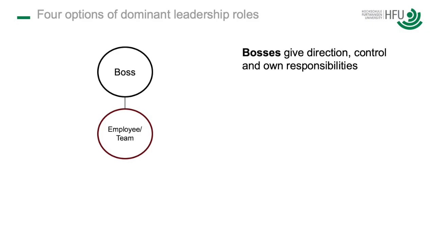The boss gives direction, controls, and the boss owns the responsibilities. And the boss tells you, look, this is how I want it. I want you to do it that way. Why? Because I say so. This is how bosses act. And this could work pretty well in certain settings, but in other settings, that's the worst thing you could do. So this is the boss, okay?